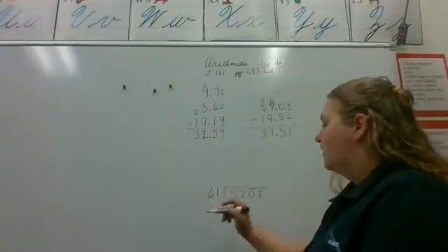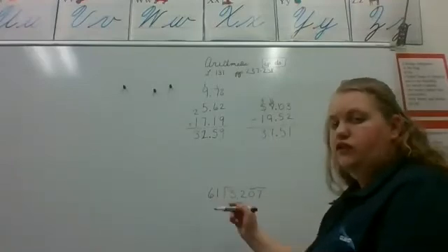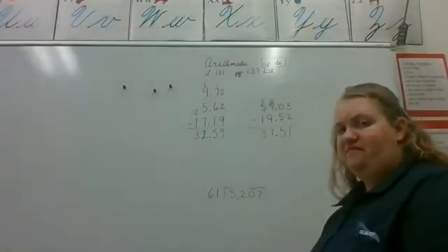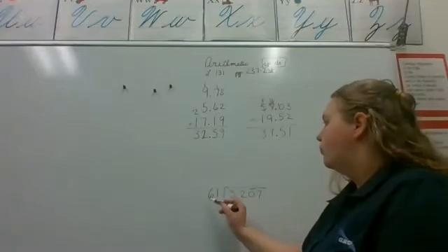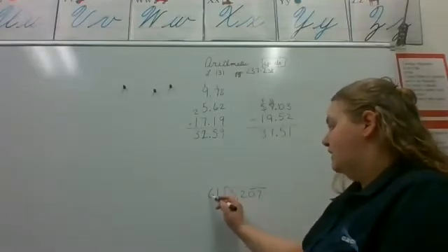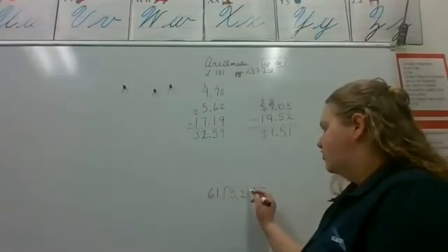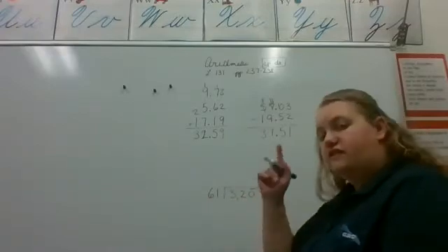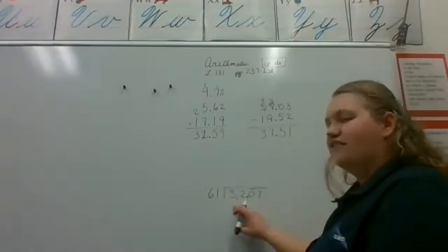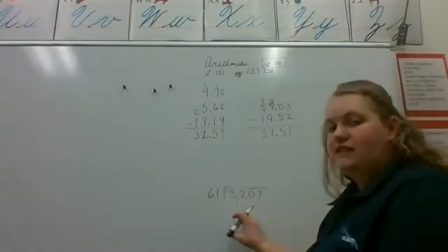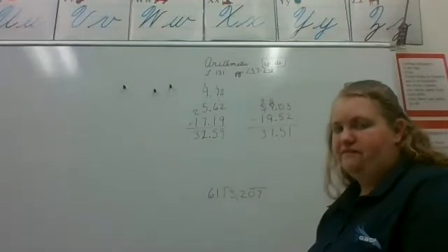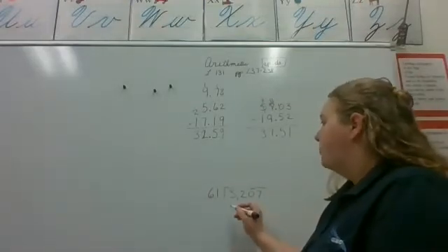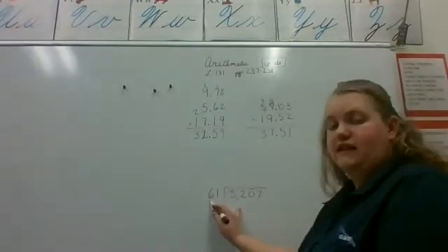So we can think, is 61 closer to 60 or 70? It's closer to 60. So we're gonna think 60, or 6 into 32. Even though we're going into the 3 digits, we're just thinking 6 into 32. And how many times does 6 go into 32? That would be 5 times, because 6 times 5 is 30.